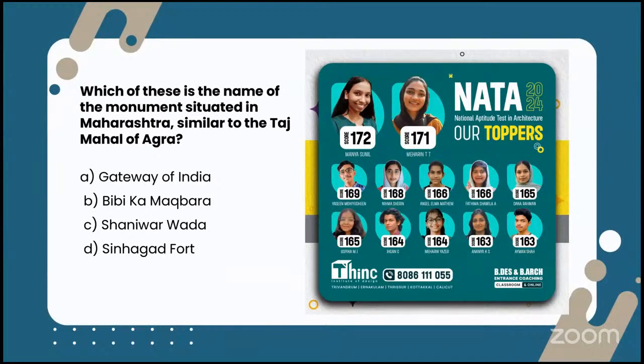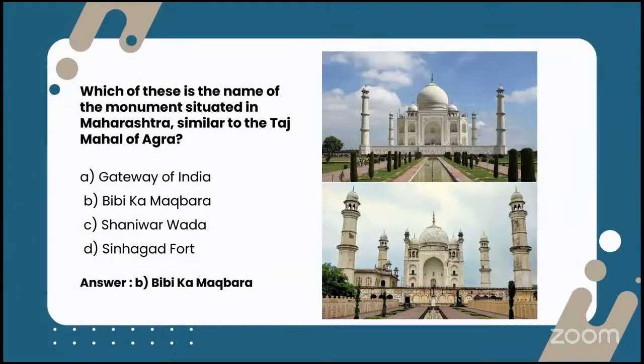Okay, so which of these is the name of the monument situated in Maharashtra, similar to the Taj Mahal of Agra? Gateway of India, Bibi Ka Maqbara, Shaniwar Wada, Sinhagad Fort. Okay, so the correct answer is Bibi Ka Maqbara.